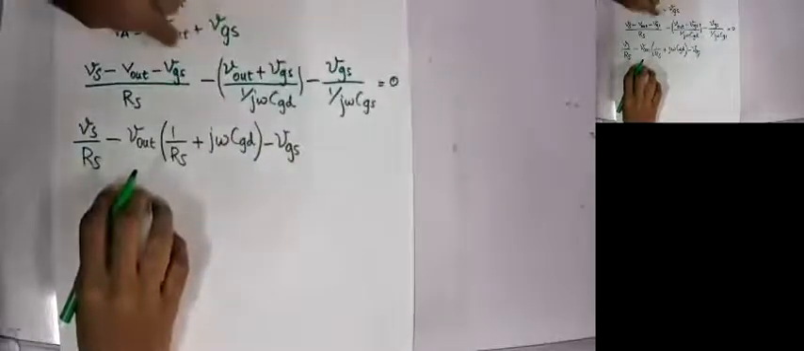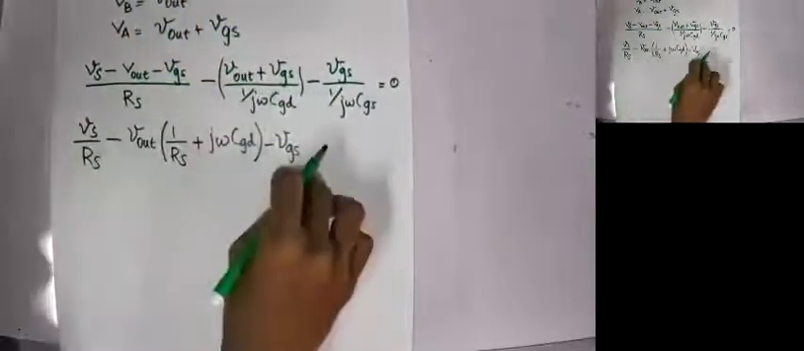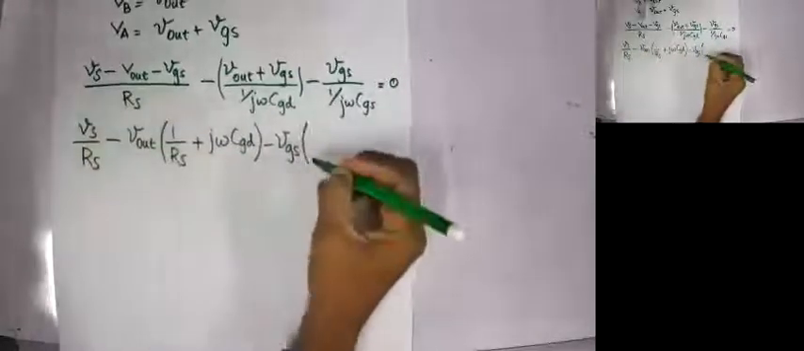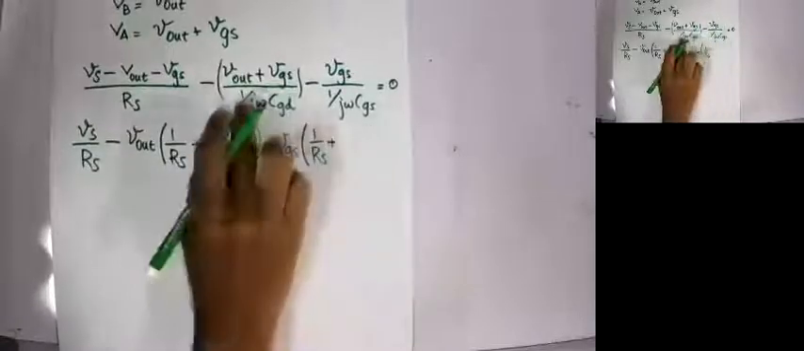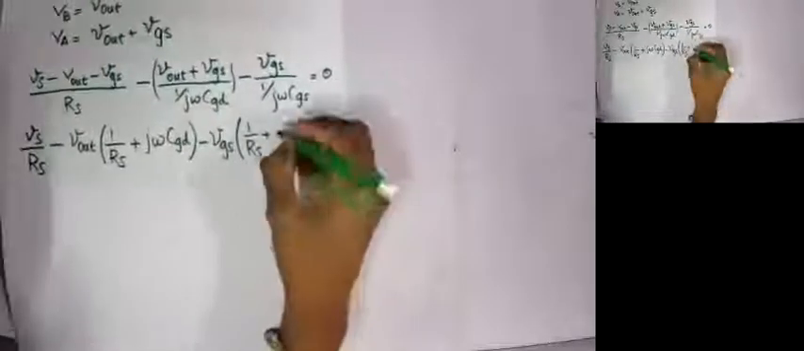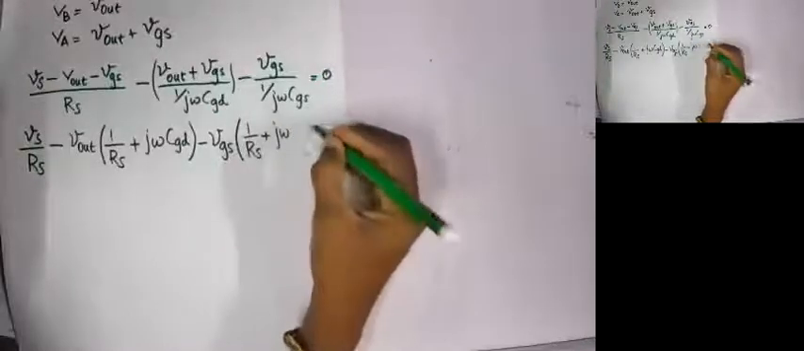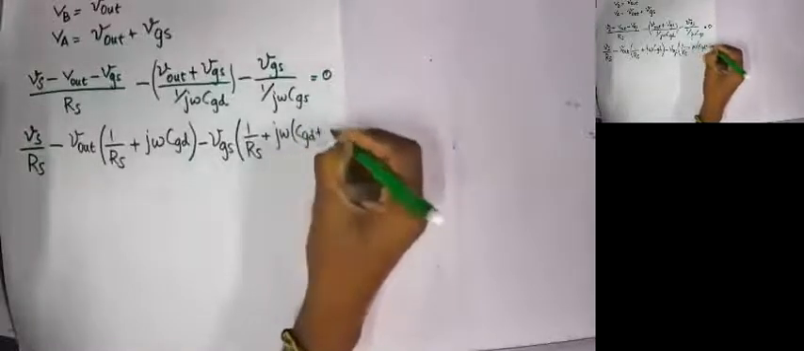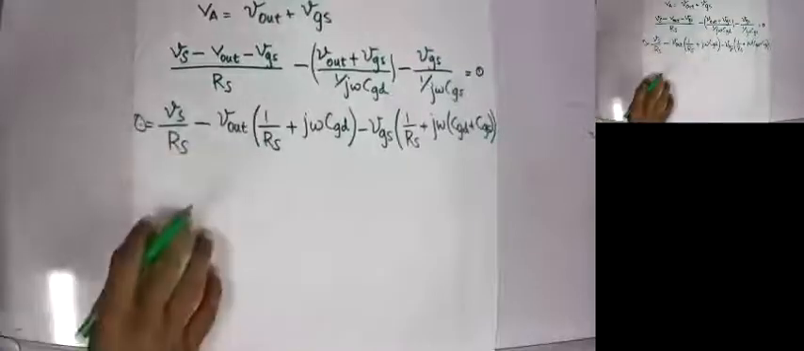So here VGS, I have to multiply each separately, so that becomes minus VGS, right? So minus VGS into 1 over Rs here, plus here j omega CGD, here j omega CGS, right? So I would say j omega into CGD plus CGS, the whole thing is equal to 0, right?